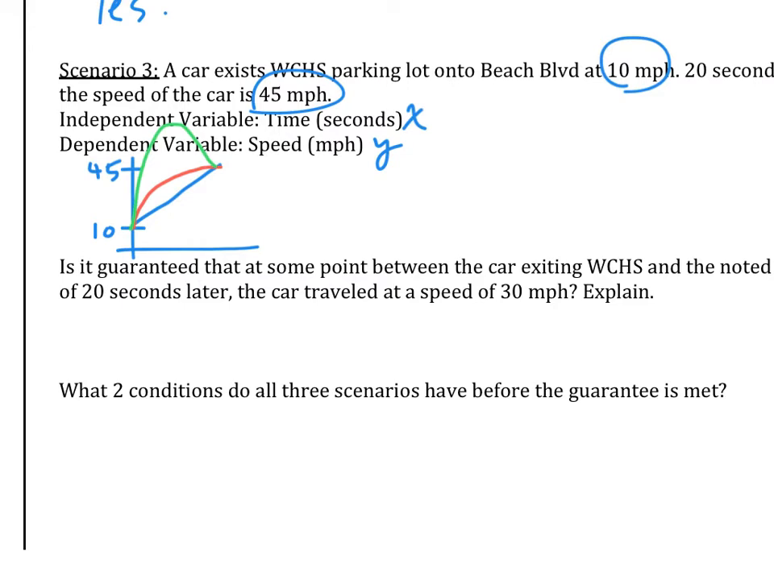So from WCHS front gate to somewhere in Beach Boulevard, and you didn't have to go through 30 miles per hour. So that could happen, right? In a sci-fi movie or something. But in real life, why does that have to be true? That is because the first condition, we know that the functions we're talking about are continuous. We would say that's absurd.